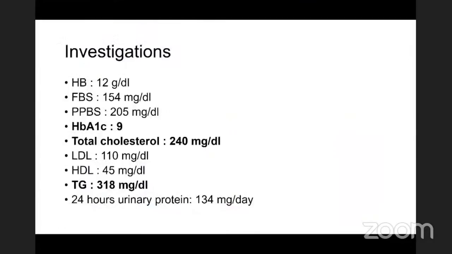As far as investigations, these are the panel of investigations that we would like to get done at baseline. And among these, the most important ones that I feel I've highlighted include the HbA1c, the cholesterol levels, hemoglobin, triglycerides, and 24-hour urine protein, which give us the systemic control of these patients. And sure enough, this patient has a deranged systemic profile.